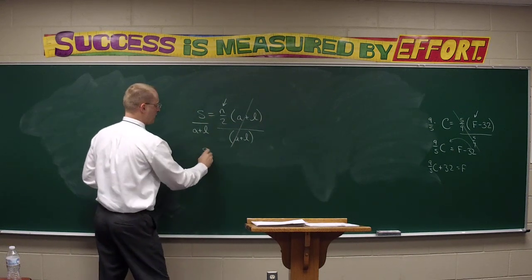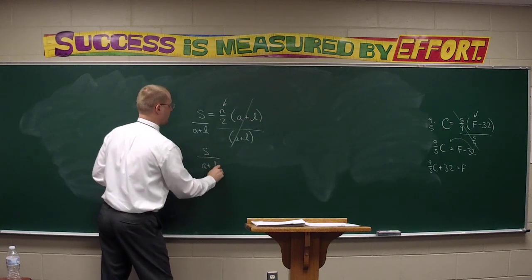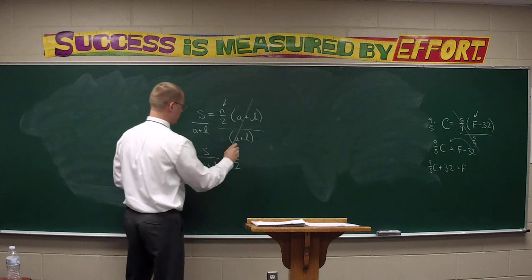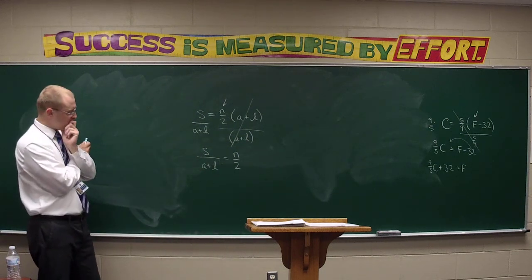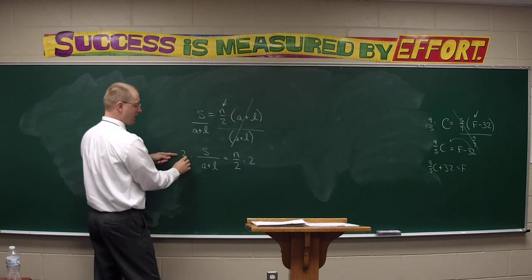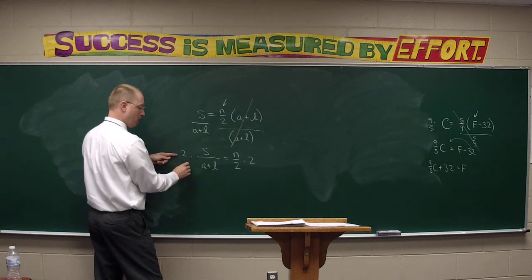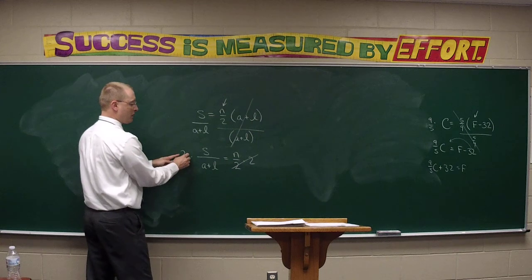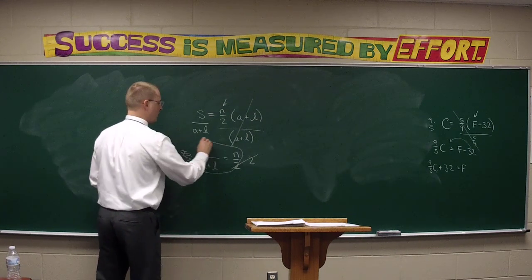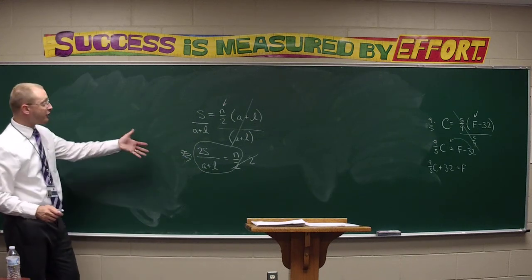And that would leave me with an S over the quantity A plus L, which is, by the way, already grouped because of the fraction bar, is equal to N over 2. You can multiply by 2. And when I multiply by 2, technically that's 2 over 1. So that means the 2 gets multiplied by the S to give me an answer of 2S over A plus L equals N. Nothing wrong with that.